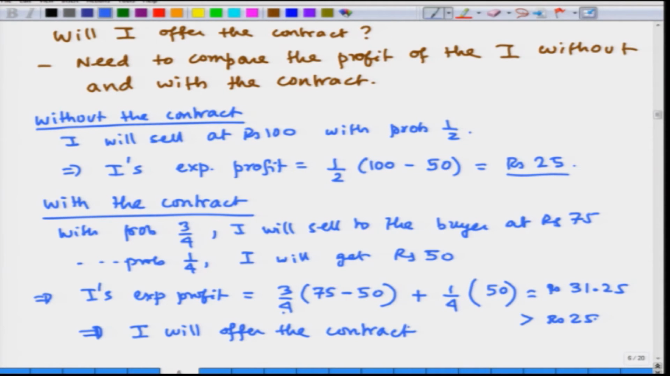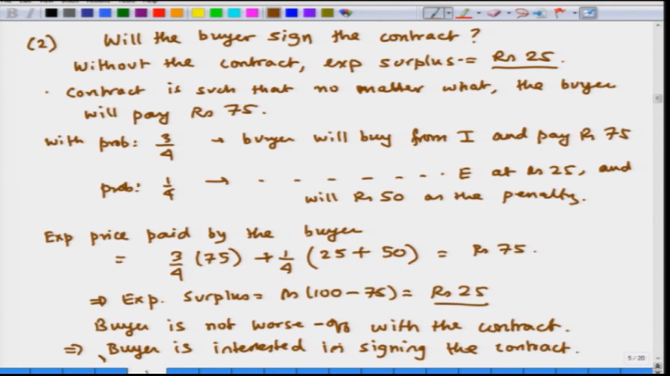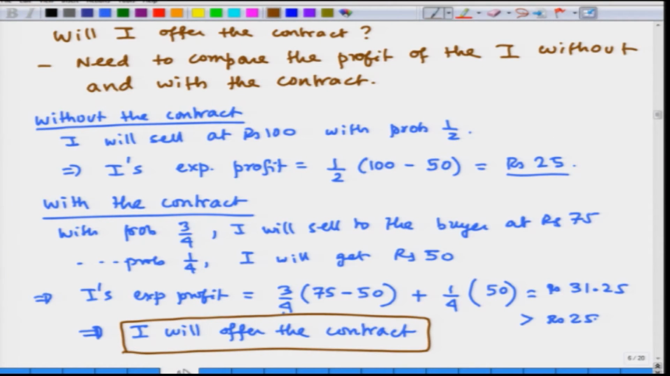and we have already seen that the buyer will sign it, right. So, I will offer the contract, and we have already seen here that the buyer is interested in signing the contract. So, the contract is offered, the buyer and the incumbent sign the contract, the buyer is no worse off, the incumbent is strictly better off, and this contract is actually going to restrict entry, right.